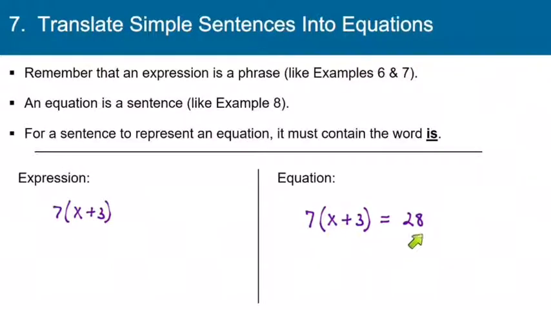In this case, we would eventually be able to figure out what x would have to be for this equation to be true. So this is an equation and this is an expression, and you can tell that this is not an equation because it does not have an equal sign. And you can tell that this is an equation because it does have an equal sign, and when you read it, 7 times this sum is 28. It contains the word is.